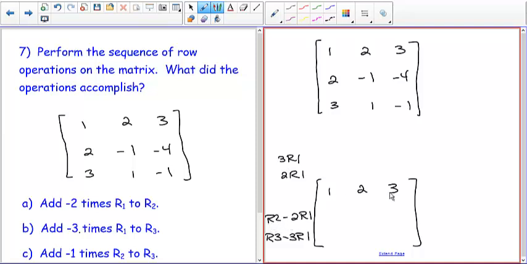All we do is we take row 1 and multiply by 2, so we get 2, 4, 6. Each of these multiplied by 2. And if you multiply by 3, you get 3, 6, 9. Then what we're going to do is take row 2, this is the old row 2, and we're going to have a new row 2. New row 2 is going to be old row 2 minus 2 times R1. So we're going to take this, subtract that. 2 minus 2 is 0. Negative 1 minus 4 is negative 5. And negative 4 minus 6 is negative 10.